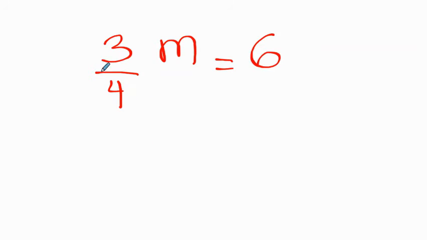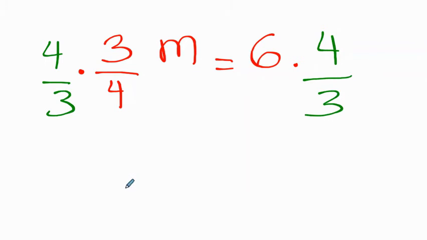I am going to multiply this 3/4 by the same quantity, which is the reciprocal. So the reciprocal of 3/4 is 4/3. The same thing on the other side, 4/3. And now I'm going to cancel 3 and 3, 4 and 4. My m has been isolated.